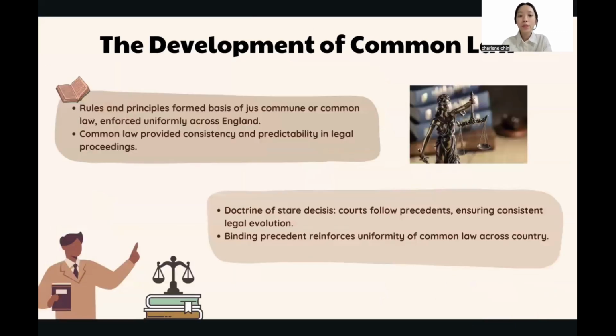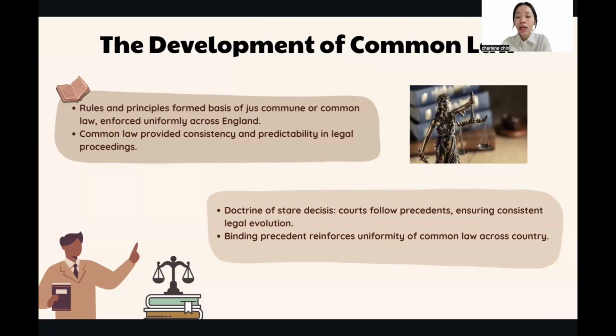The rules and principles developed from the amalgamation of local customs form the basis of what is known as jus commune, or common law. This body of law was characterized by its general applicability and was enforced uniformly across England. By standardizing legal rules, common law provided consistency and predictability in legal proceedings, ensuring that similar cases were treated alike regardless of their location.